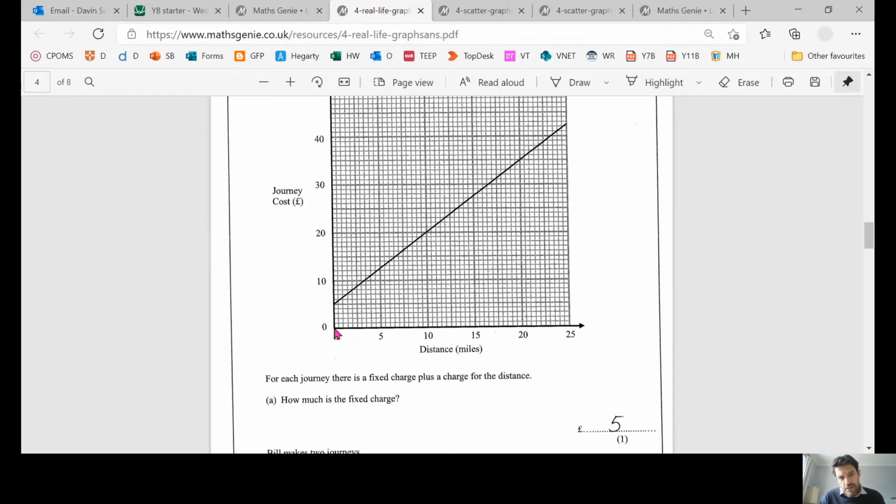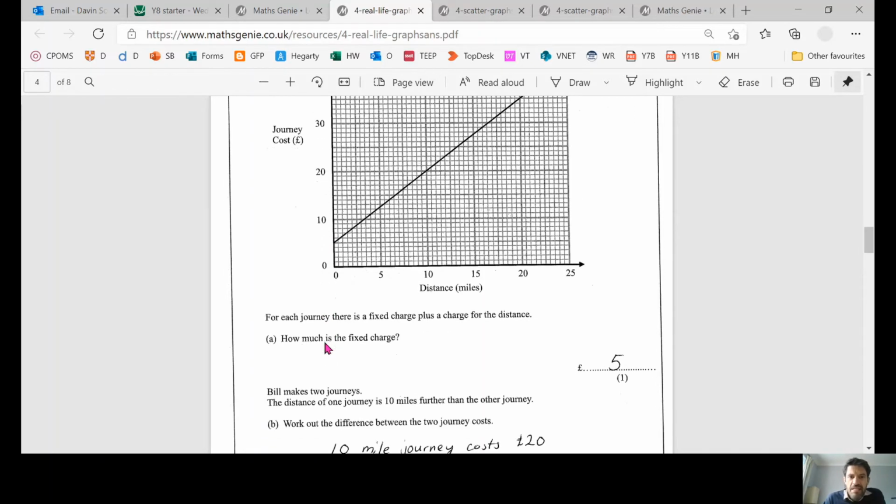Okay, so you can still kind of imagine moving up, right? Distance increasing, and the cost is also increasing. As you go up in distance, you go up the y-axis. But look at this, at 0 miles there is already a cost, and it always asks this. Oh, how much is the fixed charge? Okay, £5. Often it'll say, why does the graph not start at 0, or why does it start at 4, or something like that. And that's because in a taxi you have a fixed charge.